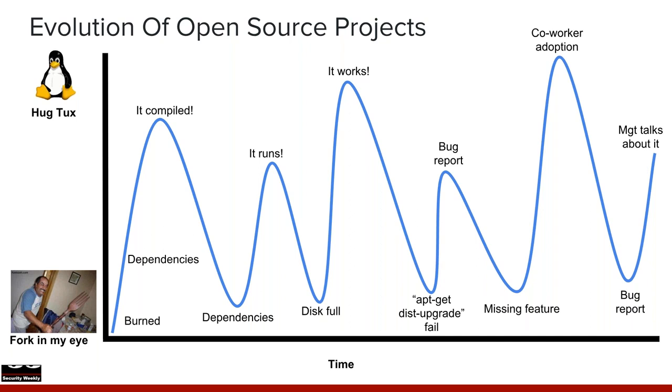And on the left, you can see that it ranges from me wanting to shove a fork in my eye all the way up to me wanting to hug Tux, right? That's the first axis on the left. And then as time goes on, the bottom is how this graph is laid out.